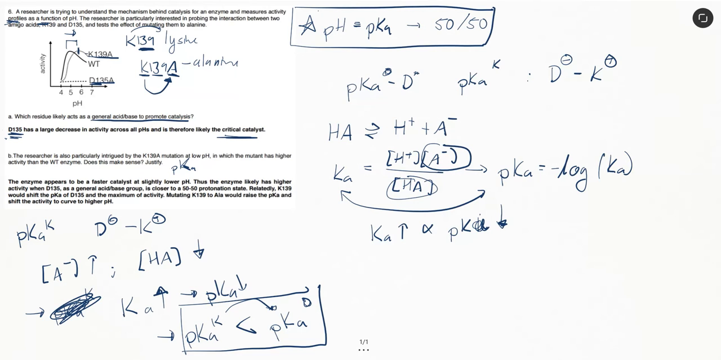So that's the reason why this graph makes sense. It's because when we're removing the K139, it's removing the positive charge that's stabilizing the negatively charged aspartate, right? And because of that, we would expect our pKa to increase because there's no more stabilizing force. So therefore, we see an increase in the optimum pH, the pH at which optimal activity is occurring. Hopefully this makes sense.